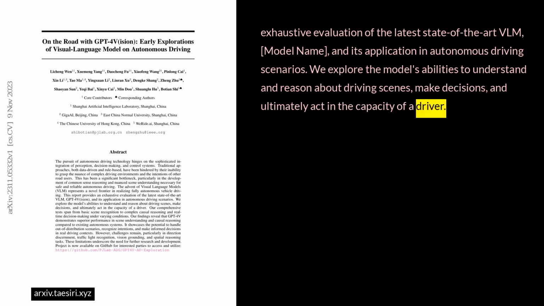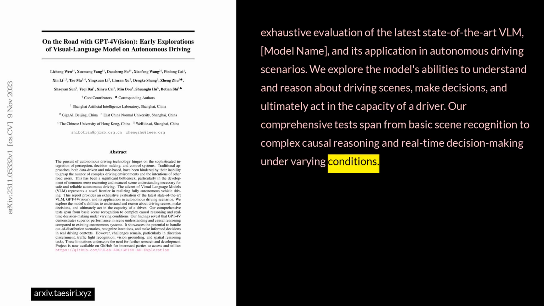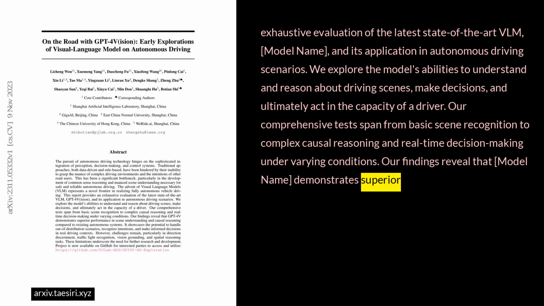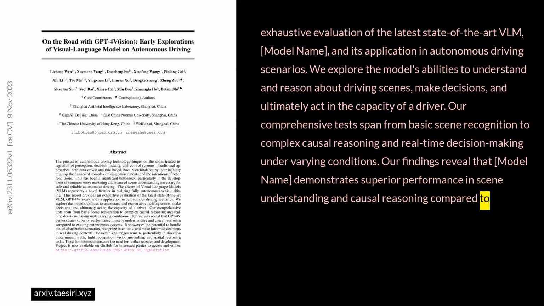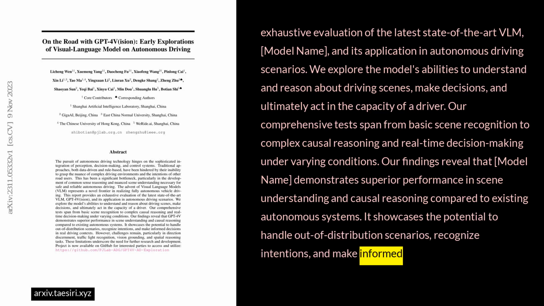We explore the model's abilities to understand and reason about driving scenes, make decisions, and ultimately act in the capacity of a driver. Our comprehensive tests span from basic scene recognition to complex causal reasoning and real-time decision-making under varying conditions. Our findings reveal that model name demonstrates superior performance in scene understanding and causal reasoning compared to existing autonomous systems. It showcases the potential to handle out-of-distribution scenarios, recognize intentions, and make informed decisions in real driving contexts.